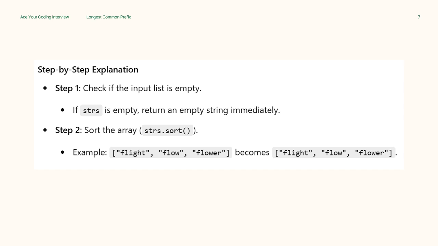The second step is to sort the array of strings. Sorting organizes the strings in lexicographical order, which helps in identifying common prefixes. For instance, an input like flight, flow, flower would be rearranged after sorting, making it easier to find the common prefix by comparing specific strings.